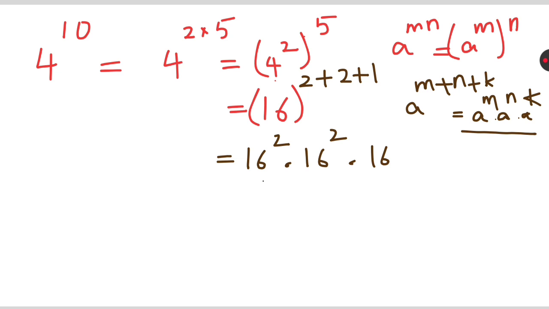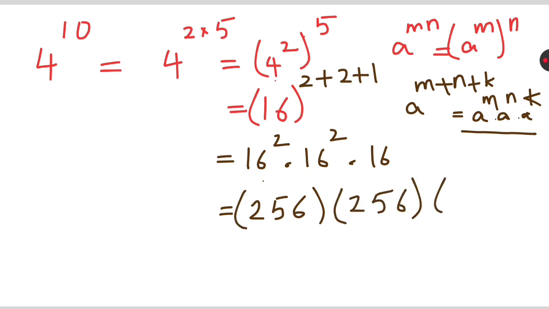And we know that 16 raised to the power of 2, the value is 256, isn't it? Then 16 raised to the power of 2, the value is 256. Then do times 16. 256 times 256. So that is 256 whole raised to the power of 2, and do times 16.